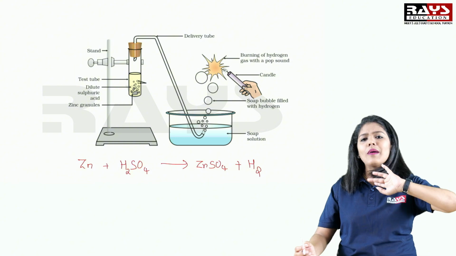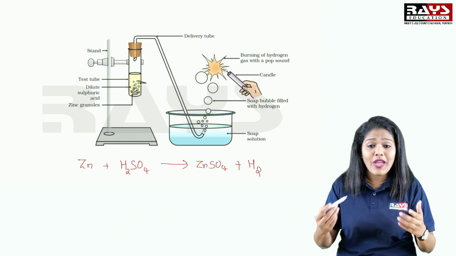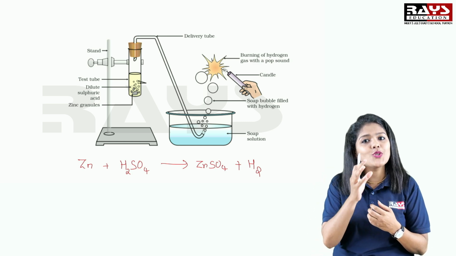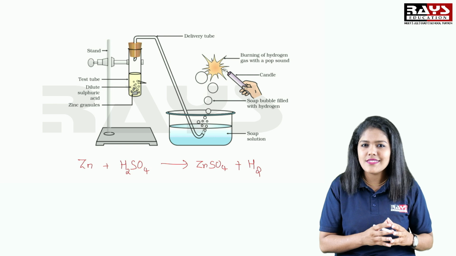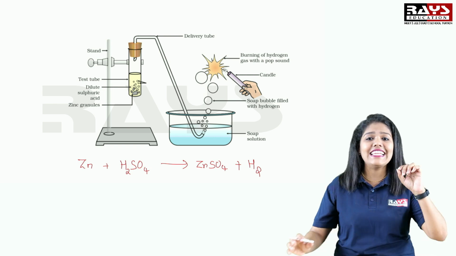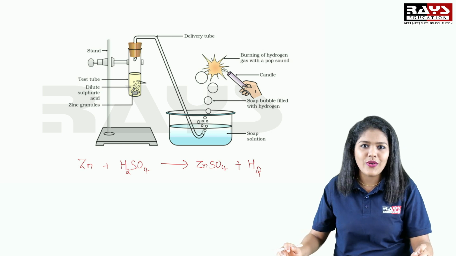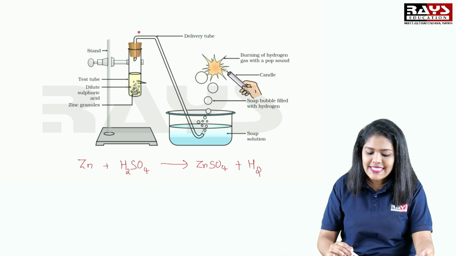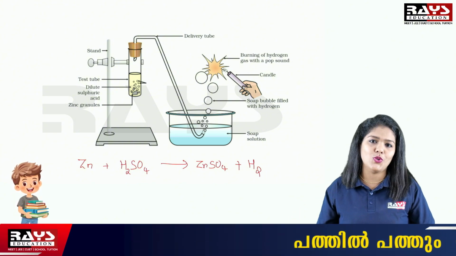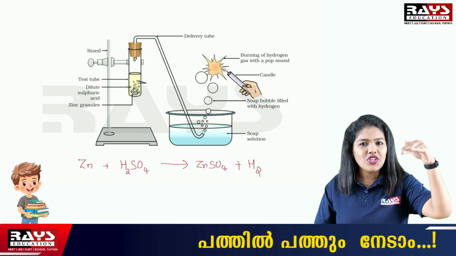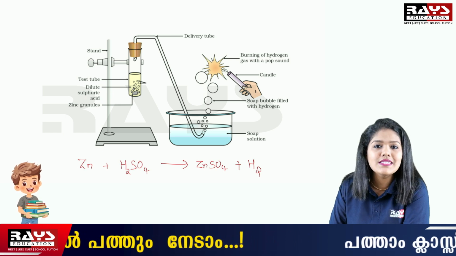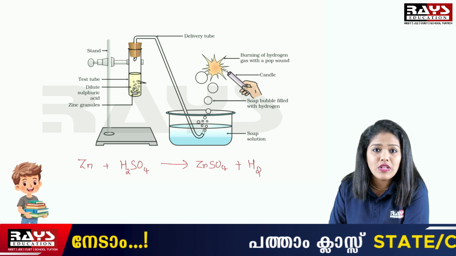So are you able to tell me why we are doing this part? Can anyone explain to me? It is because we want to confirm whether the gas produced is hydrogen or not. The main property of hydrogen gas is that it produces a pop sound when burning. So I am collecting the hydrogen gas and, using the delivery tube, passing it through a soap solution. Here you can see some bubbles are formed. Inside these bubbles, it will be hydrogen gas.